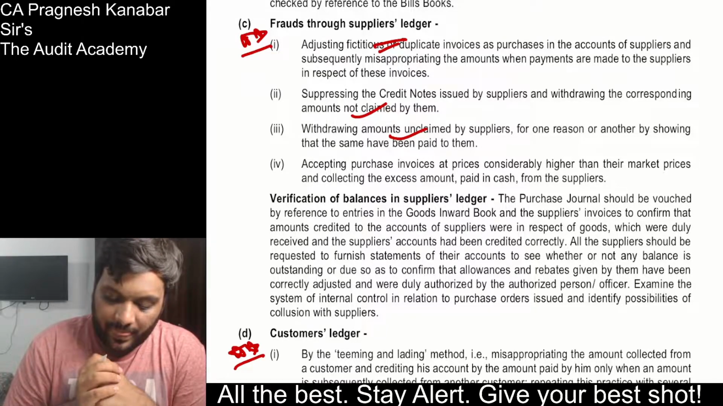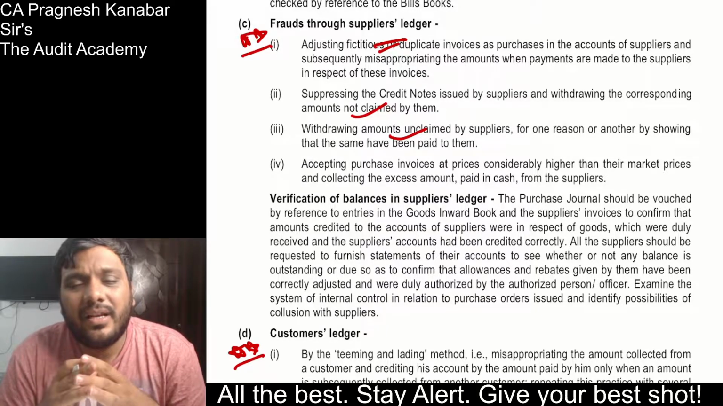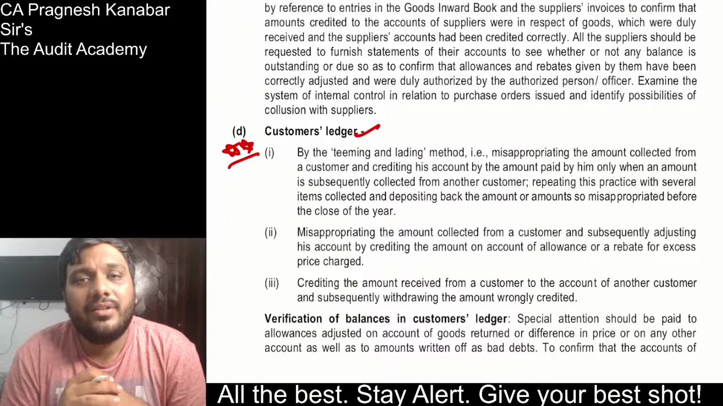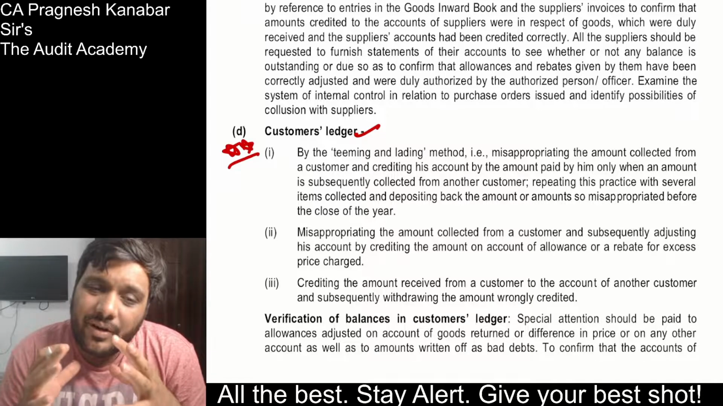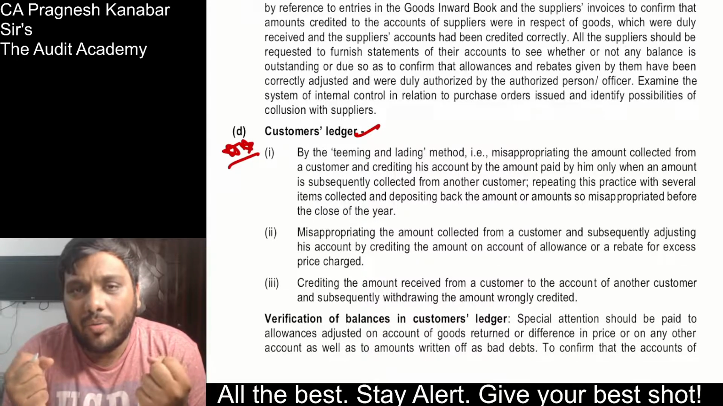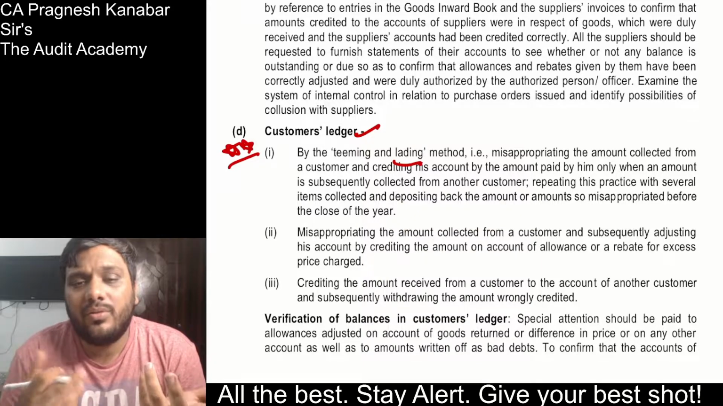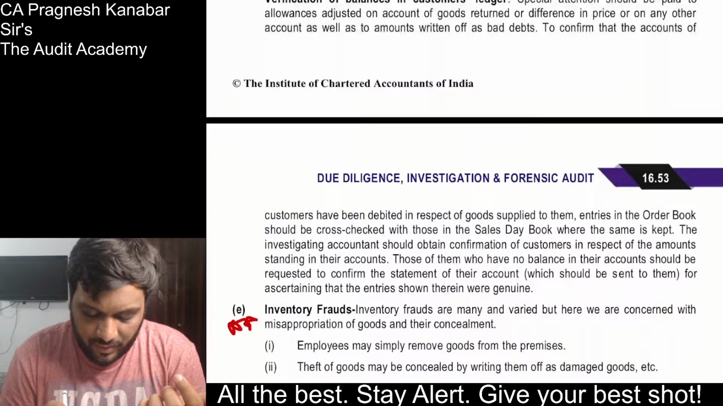Okay. So these are the frauds done through the supplier ledger. Similarly, frauds can be done through the customer ledger. So if you are not comfortable with your own common sense, then you can go through this. Teeming and lading is actually a fraud done through a customer ledger. Right? Okay.